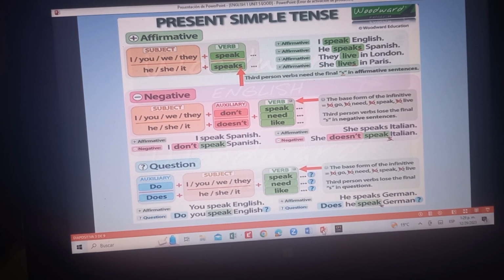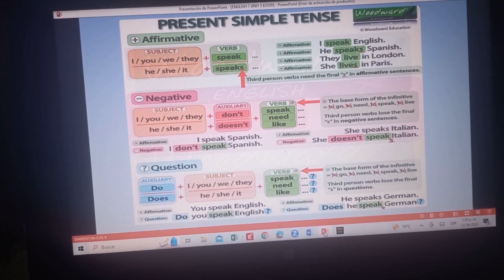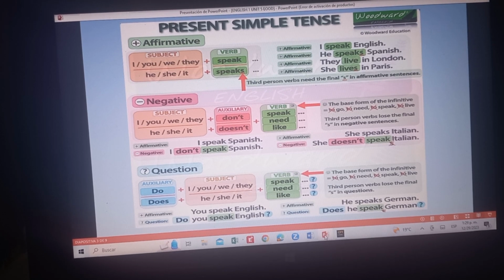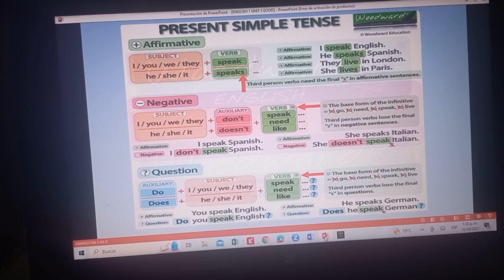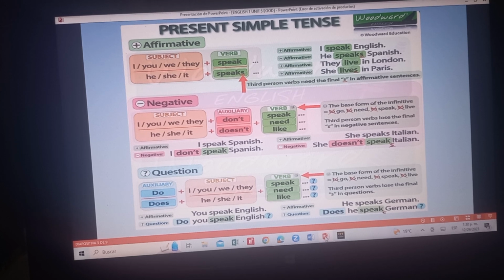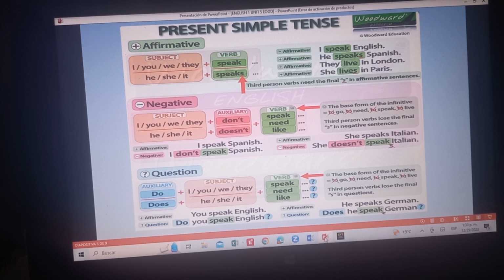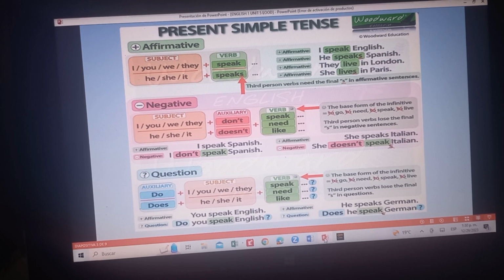Now we are going to continue with present simple tense: affirmative, negative, and interrogative. Remember, in the present simple tense, we have to conjugate the verbs in the third person. We have the subject pronouns I, you, we, they, and in this case the verb speak. With the subject pronouns he, she, it, we have to add the letter S. The verb is speaks. This is the affirmative way. I speak English, he speaks Spanish, they live in London, or she lives in Paris.